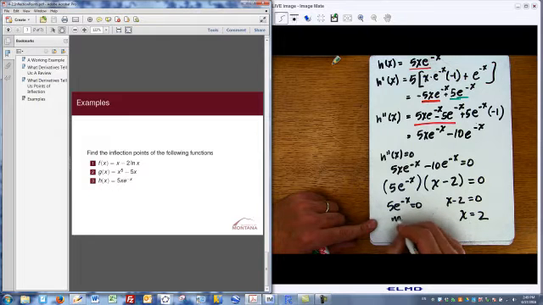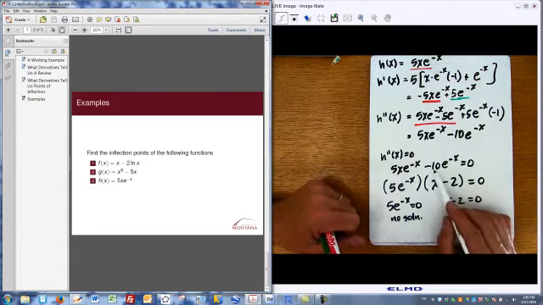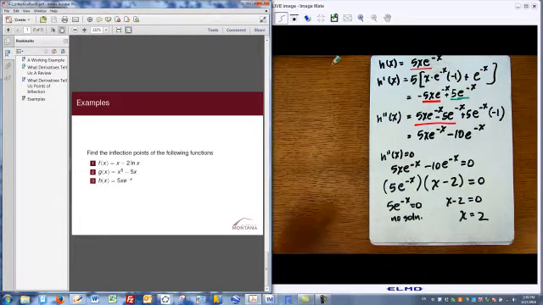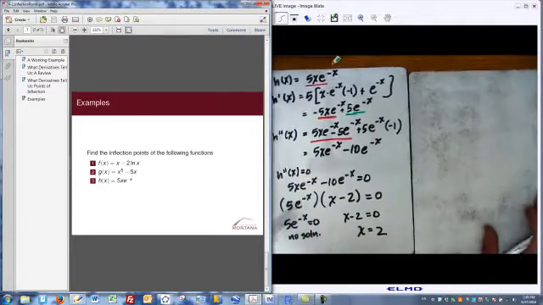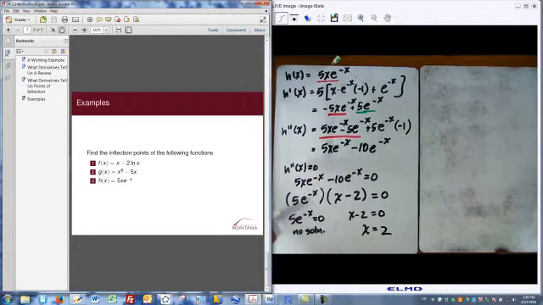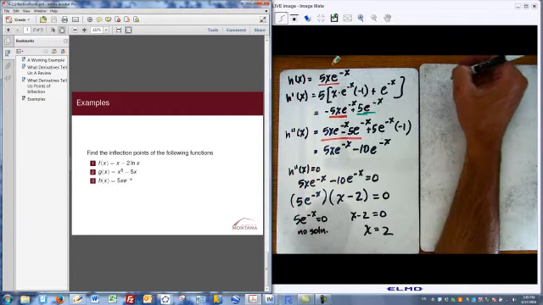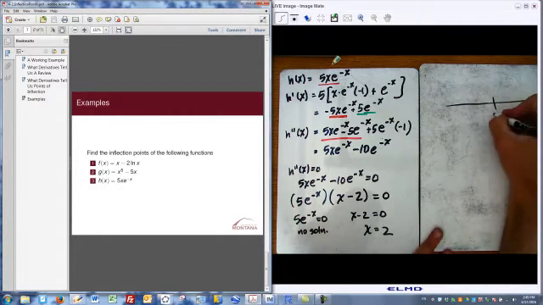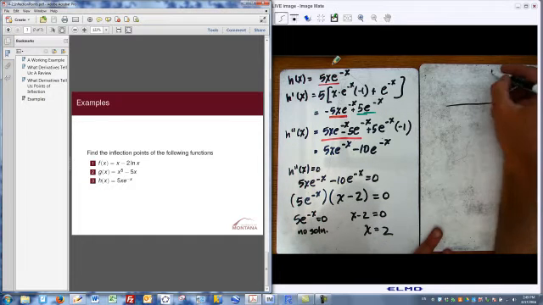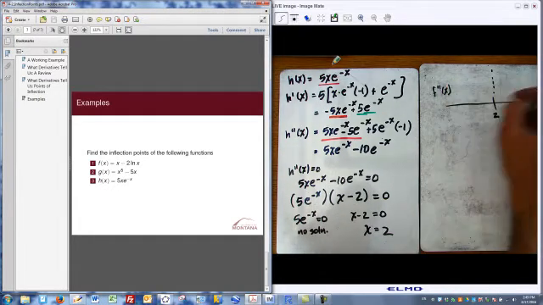So that doesn't ever happen. No solution on that side, x equals 2 on this side. Okay, so let's see if I can get those both on the same screen. Okay, so the question is, what's going on at x equals 2? Here is 2, and what is the second derivative doing? F double prime of x before and after 2.